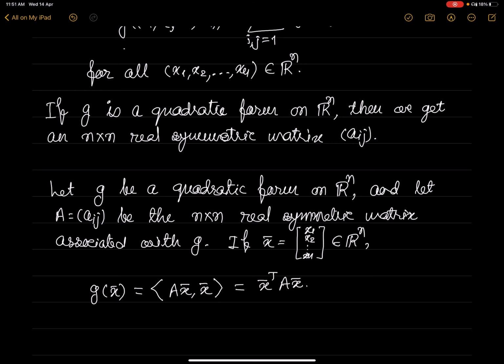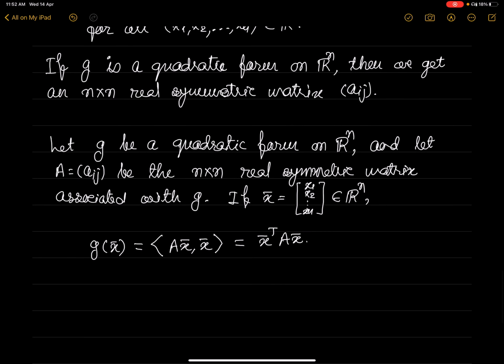See, A is (a_ij). Just take the usual matrix multiplication, how we multiply an n cross n matrix with an n cross 1 matrix, right? And we take its inner product with x bar, where x bar means x1 up to xn. Then we are going to get the form summation i, j from 1 to n a_ij x_i x_j. So this is the way. So what we have shown is, if G is a quadratic form on Rn, then we get a unique n cross n real symmetric matrix so that G of x is nothing but the inner product of Ax with x.